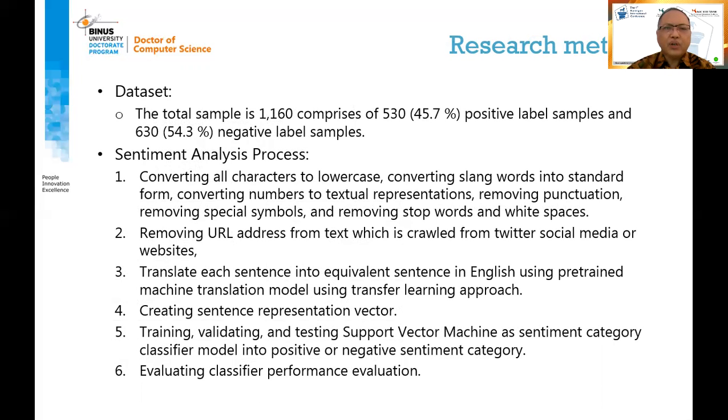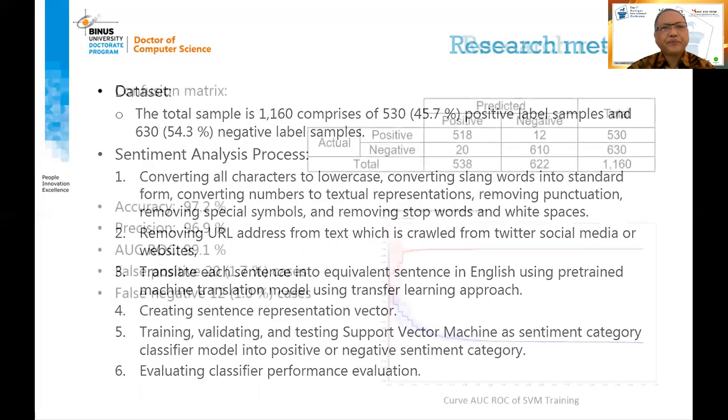This applies should the input text be sourced from Twitter, social media, or website. All right. And then, as I said before, this clean data is translated into English using a pre-trained machine translation model to create a sentence representation, or sentence embedding. And then the support vector machine classification model is trained, and then finally it's evaluated.